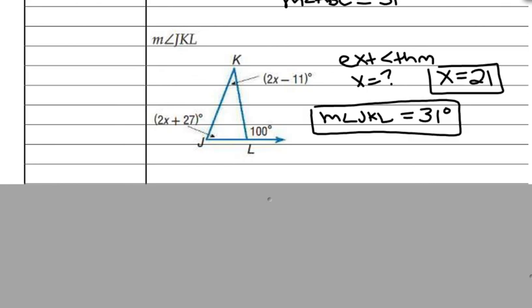Okay, so you should have gotten that x is 21, the measure of angle JKL is 31. If you didn't get that, raise your hand, let me know why, and we'll figure it out together. And go ahead and finish up your exit quiz. It is called Properties of Triangles.